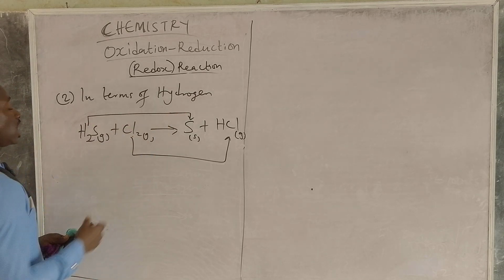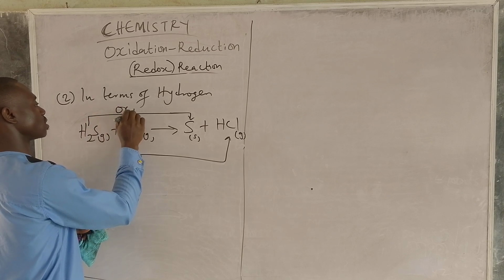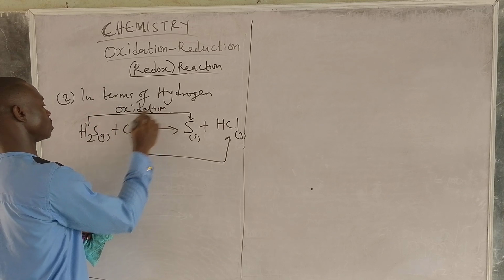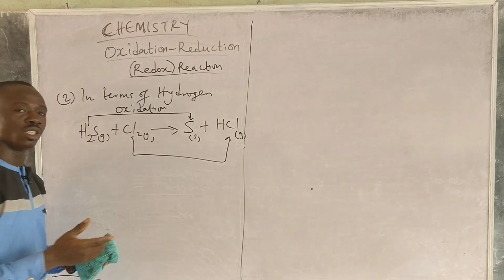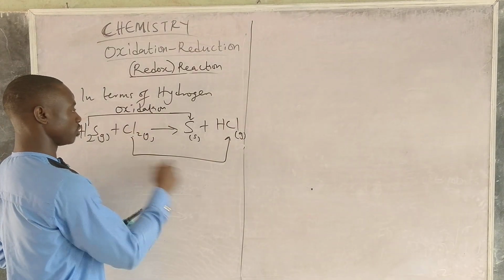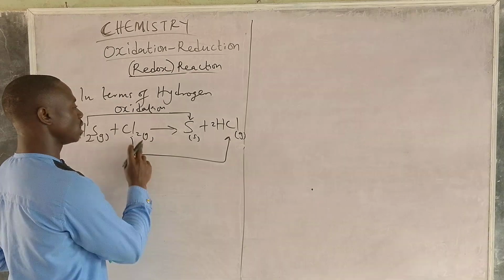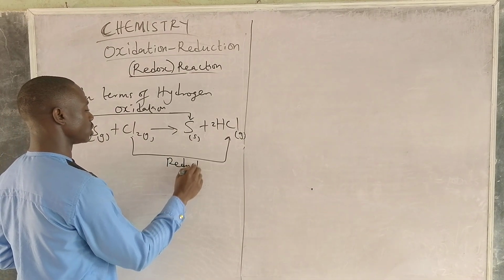So from here to here, hydrogen is being removed. So we can say this is oxidation. We have hydrogen sulfide there, but here we have ordinary sulfur. So in terms of changes in hydrogen, hydrogen has been removed, right? For this one, what do we have? Hydrogen has been added to chlorine. So this is going to be reduction.